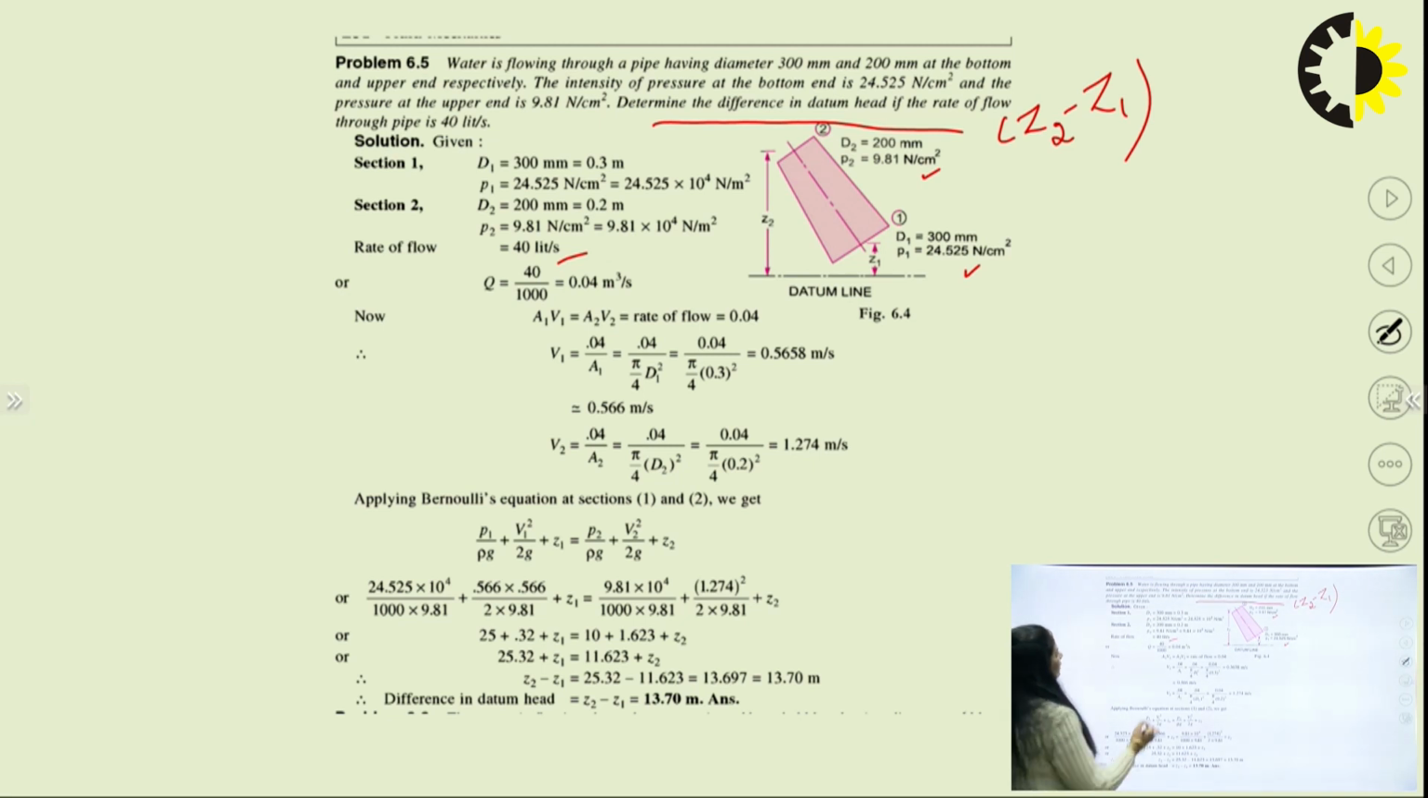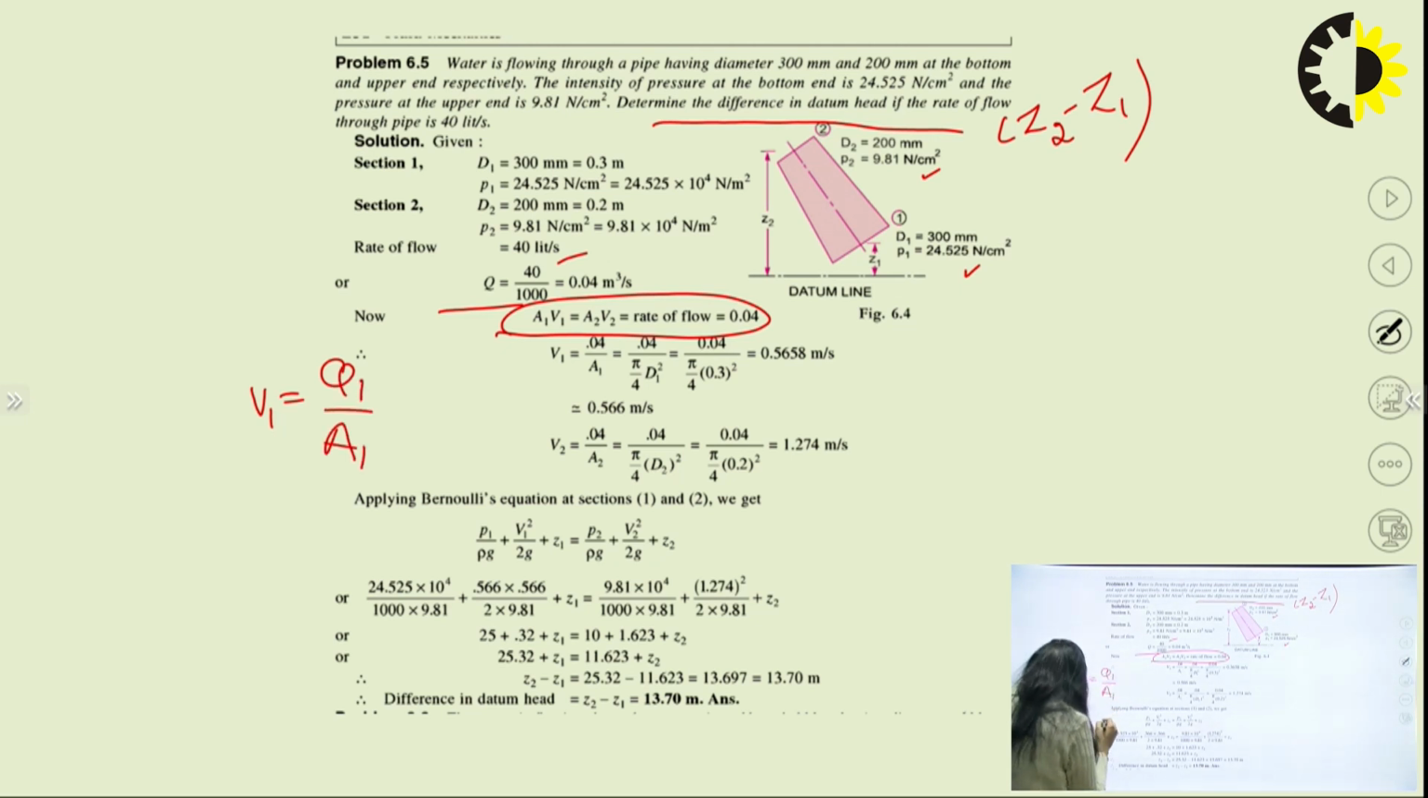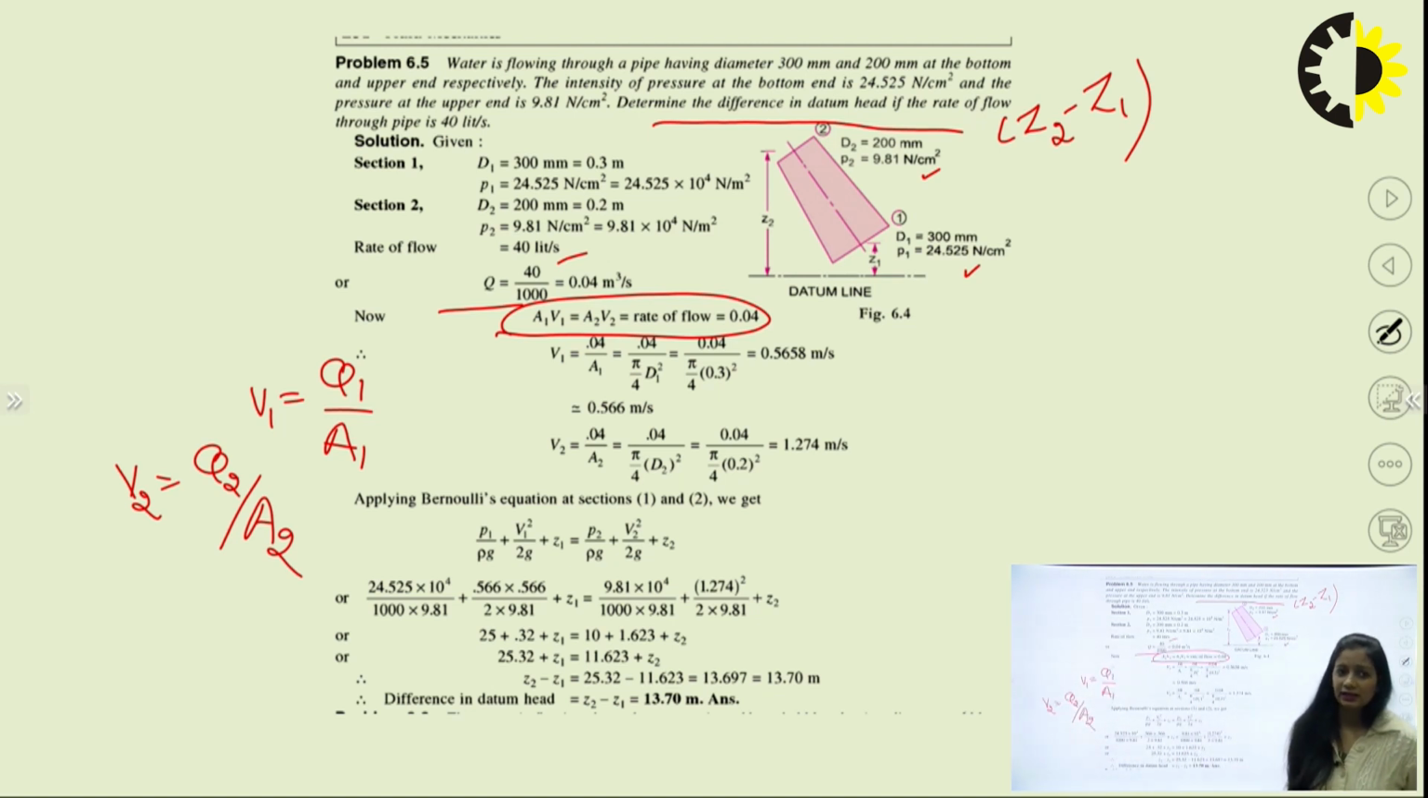Now just convert the rate of flow into meter cube per second. What will be your value? 0.04 meter cube per second. Now for the rate of flow, put the equation for continuity and find out the values of V1 and V2. So V1 will be Q1 divided by A1. In the same way, V2 will be Q2 divided by A2. So V1 will be equal to 0.5658 meter per second. In the same way, your V2 will be equal to 1.274.